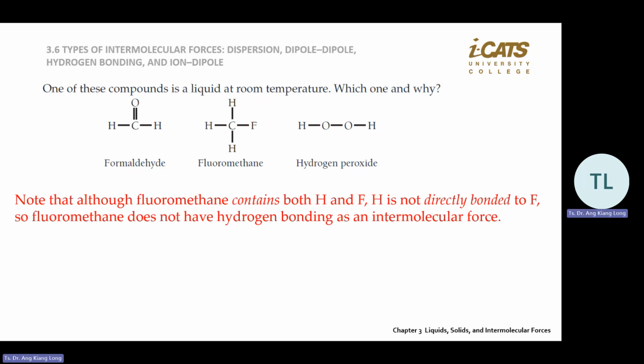This is just a side note. Why does fluoromethane not have hydrogen bonding? Because hydrogen is not directly bonded with FON. If you see fluoromethane, the H is combined with C and not F.